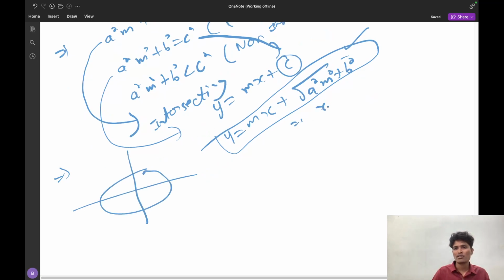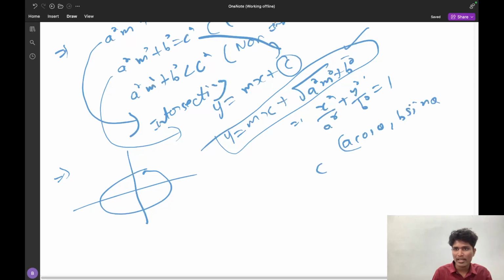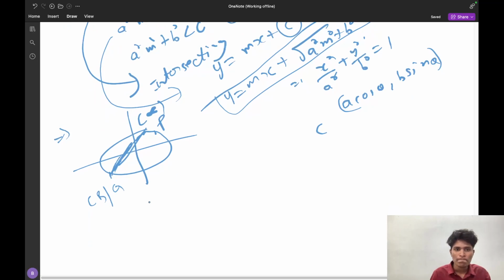And one more thing, for x square by a square plus y square by b square is equal to 1, what are the parametric coordinates? The parametric coordinates can be a cos theta comma b sin theta. Suppose I give two points, this is the P point and this is the Q point, and this is the focal chord. Suppose this chord is joining the focus. In order to find the equation, I can take this as alpha and this as beta. That is a parameter I am saying, not the angle.